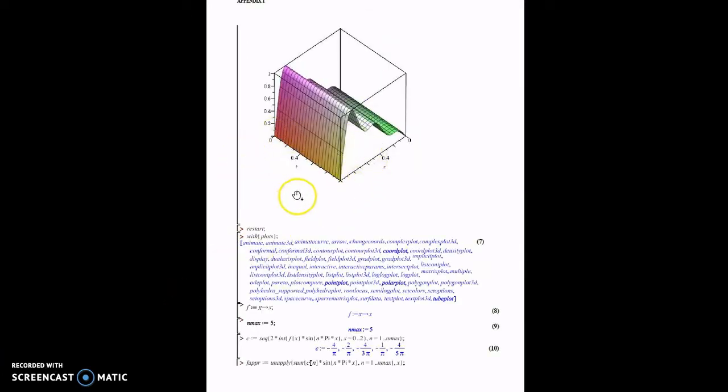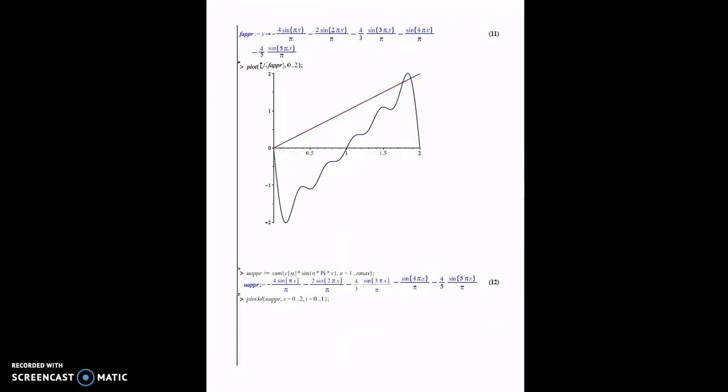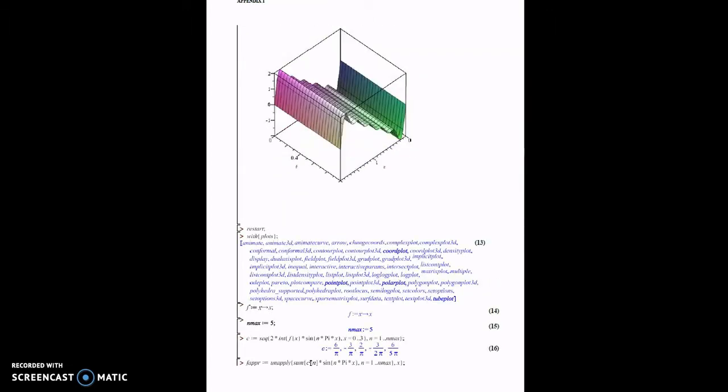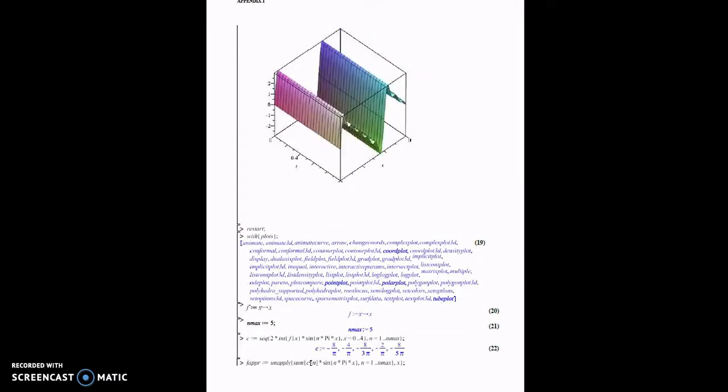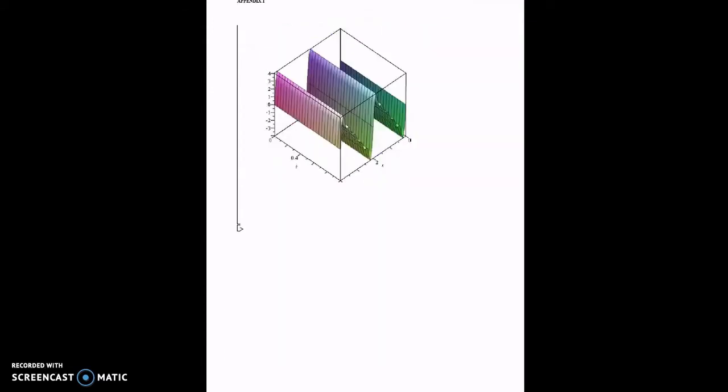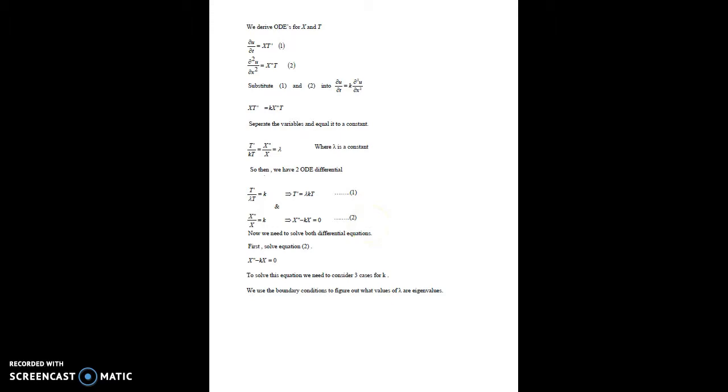After we substitute, we will get X T prime equals k X double prime T, and then separate the variables and set it equal to a constant. In this case, we let lambda be a constant. So then we have two ODEs, where T prime equals lambda k T and X double prime minus kX equals 0. Now we need to solve both differential equations.